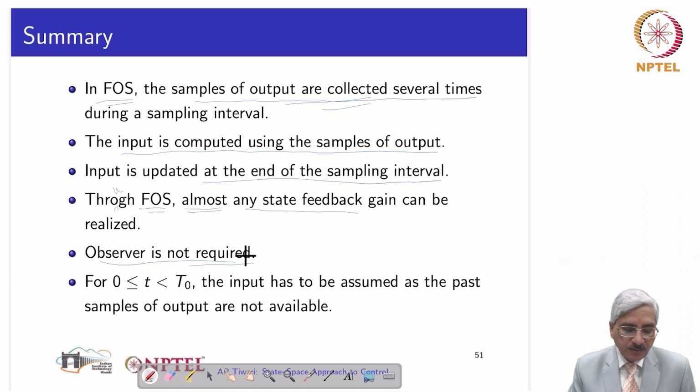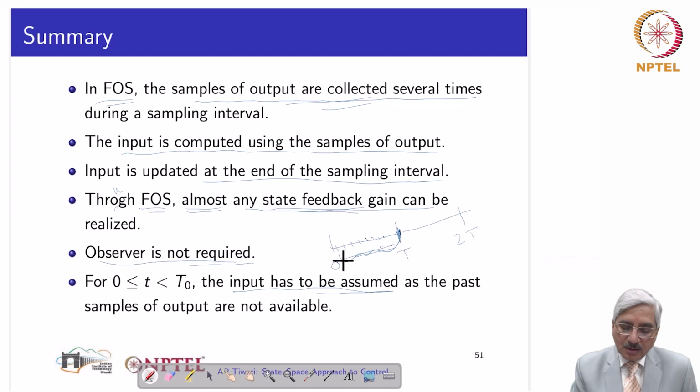There is one small problem, that first the samples of output are to be collected, and then only the input will be calculated here at the end of this subinterval. So between 0 to T, the control signal is not possible. Control signal will be possible subsequent to T. So between 0 to T, a control signal has to be assumed. The input has to be assumed. That is another limitation besides this one. No pole is permitted to be at the origin of the Z plane.